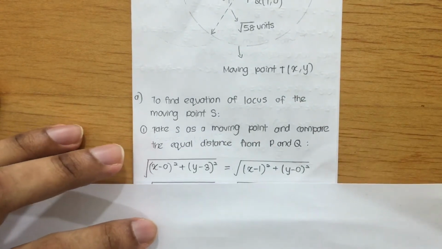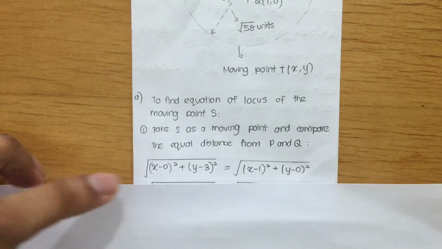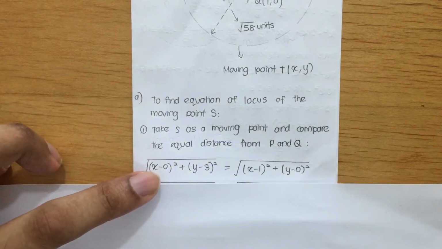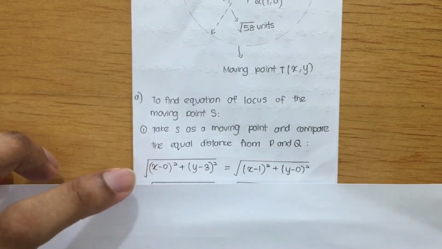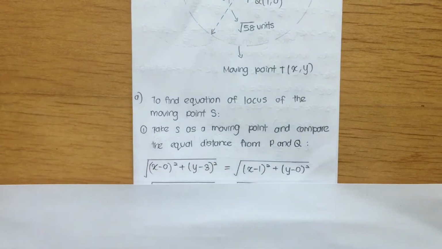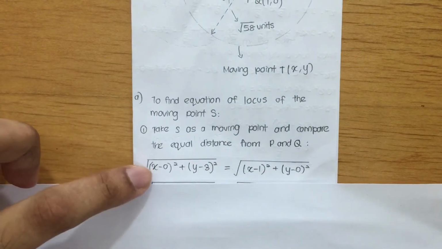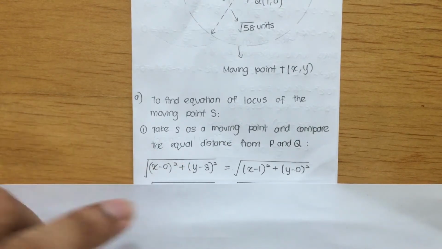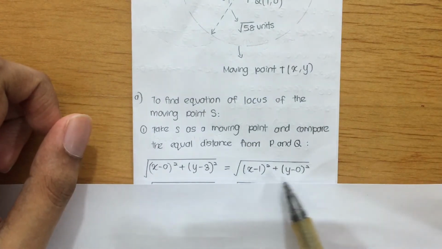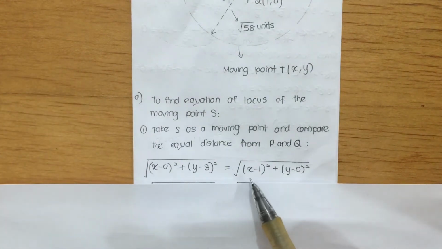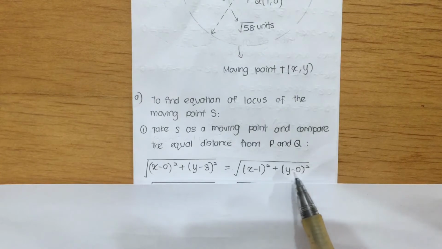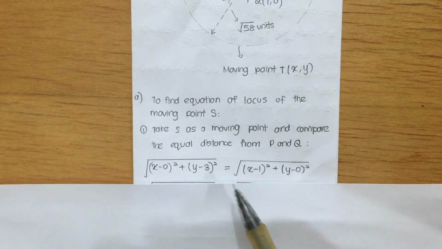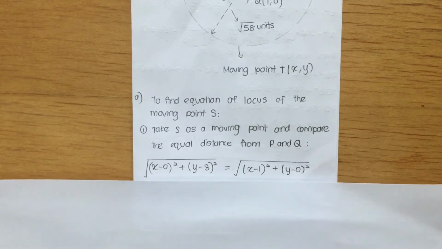So we're going to use the distance formula to calculate this locus. We substitute in point P first and then followed by point Q. So square root of (x minus 0) squared plus (y minus 3) squared, equals to the coordinates of point Q, square root of (x minus 1) squared plus (y minus 0) squared. So this is your x-intercept and this is your y-intercept value. Let us continue the working.